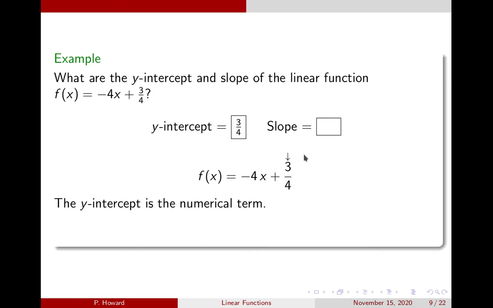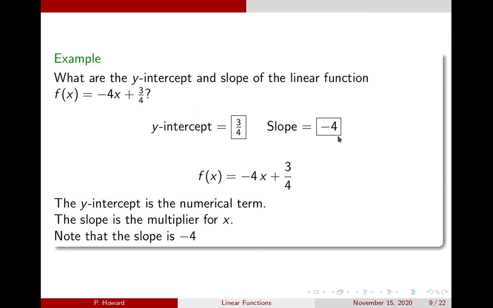And the slope is the multiplier for x. The slope is -4. And one thing to note here is that the slope is -4, not -4x. Both the y-intercept and slope are numbers.